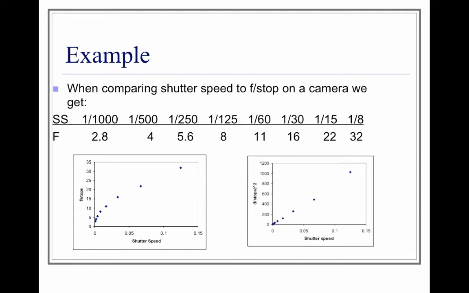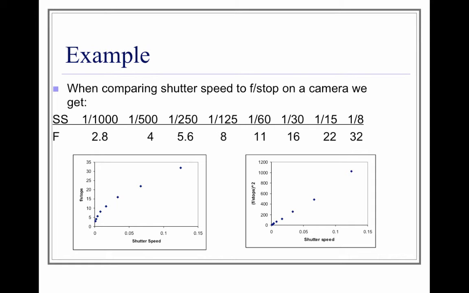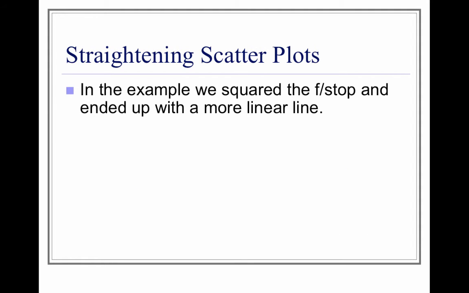If we re-express it by squaring the f-stop, shown right here, we end up with a much straighter scatter plot. And that's our goal. We want to take a slight curve and make it straight. So in that example, we squared the f-stop and ended up with a more linear line.